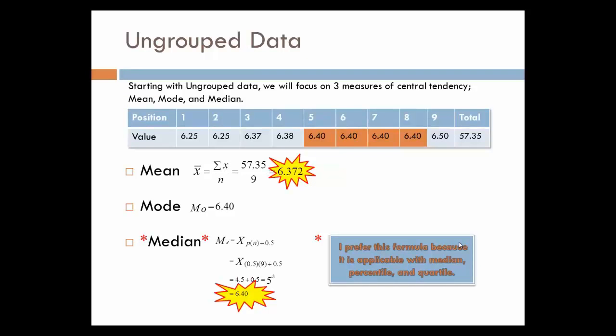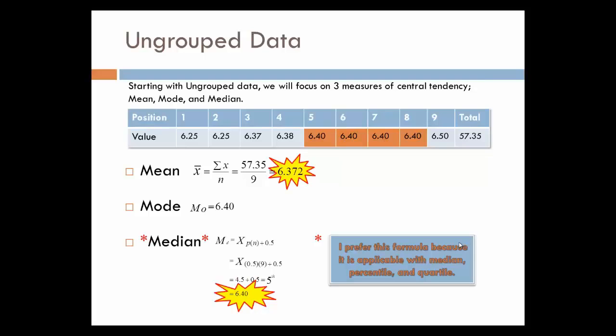Again, here we now look at ungrouped data in detail. You can see the first thing is to find measures of central tendency. As I mentioned before, it's always important to rank the observations from the smallest to the highest. And you can see the way we ranked it. We have 6.25, 6.25, 6.37, 6.38, and then 6.40, 6.40, 6.40, 6.40, and we have 6.5 in the 9th position.